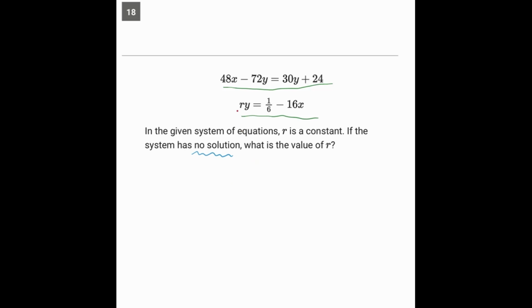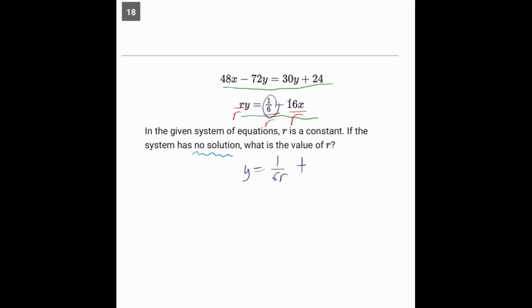So let's, on the bottom equation, start by dividing everything by r. So divide by r, divide by r, divide by r. And so we'll have y equals 1 over 6r. Now, by the way, dividing by a number is the same as multiplying by 1 over that number. So for this, we're really thinking of it as multiplying by 1 over r. That's why you have 1 over 6r.